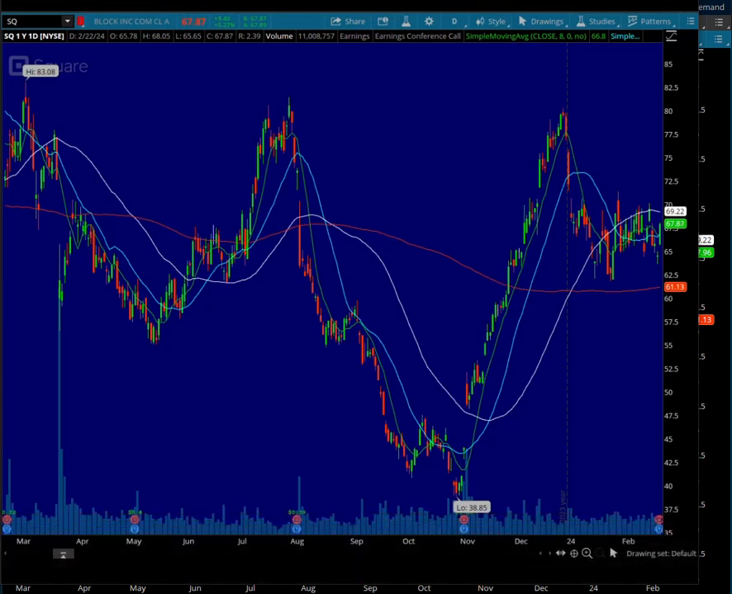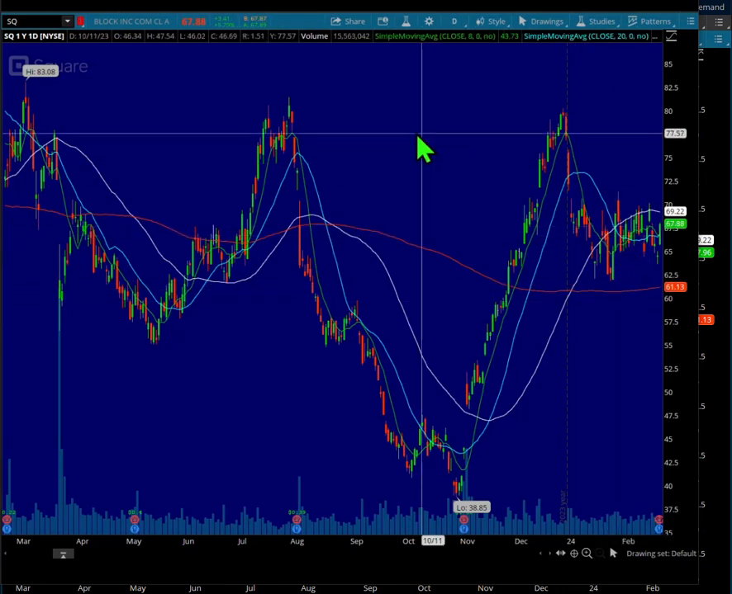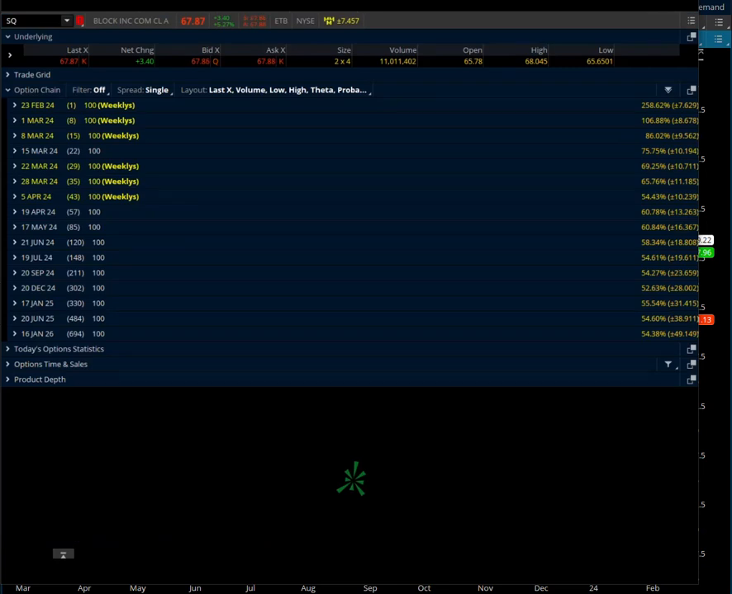Now we're going to get into the option chain. I was showing the implied volatility, which was just under 259. I like that. And to the right of that is the expected move, which was $7.63 plus or minus. I like that.